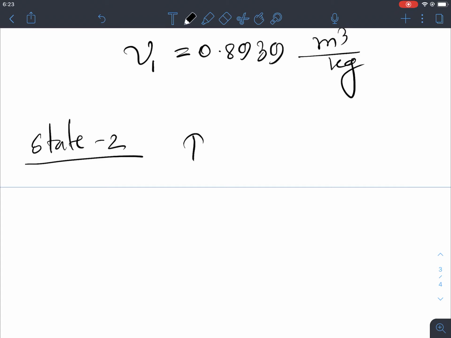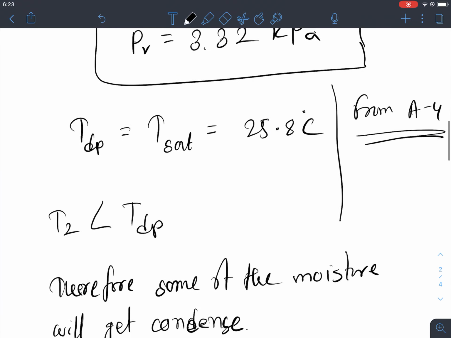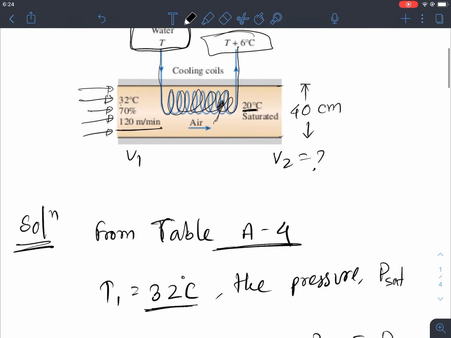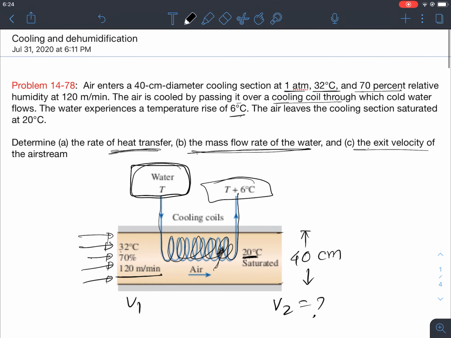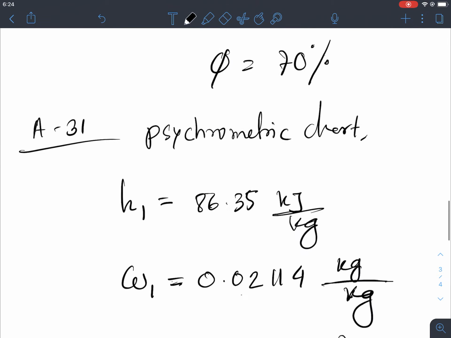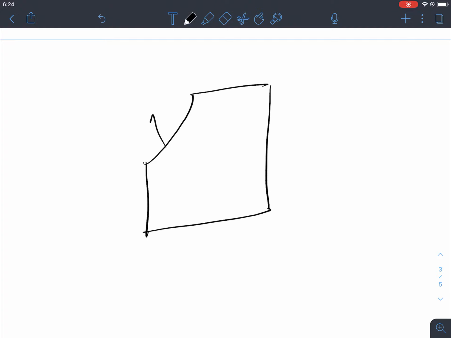Okay, in state 2 we have already the temperature T2 equals 20 degrees Celsius, right? And then in state 2, what are the information we have? In state 2 it becomes saturated, right, on the saturated line. So at 20 degrees C on the saturated line, if this is your psychrometric chart, this will represent the saturated line, right? So for example, if this is 10 degrees Celsius, 20 degrees Celsius, 30 degrees Celsius, then you go all the way up to this point. Then here you should get the enthalpy like this, you should get the omega 2 right here, right?